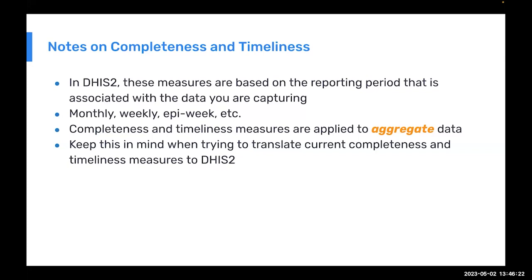I also mentioned this briefly: we typically apply these measures to aggregated data. So if you're looking at case-based data, where you're reporting every case from a register, or every disease from a confirmed surveillance case, for example, there are many ways to collect that information, but it might be harder to apply measures of completeness and timeliness to that type of information. So just keep this in mind if you have a current system or process for reporting completeness, when you're thinking of how you would get these measures set up within a DHIS2 system.